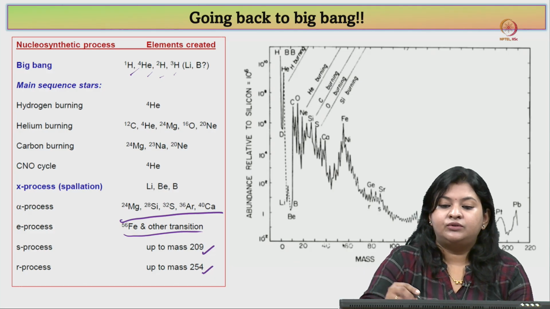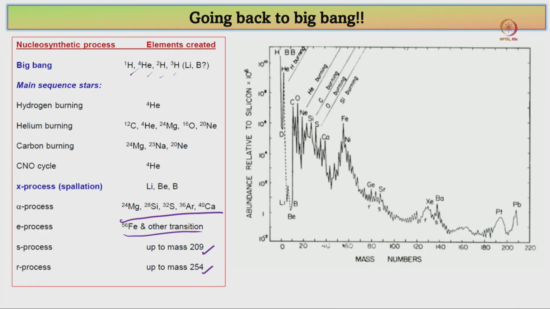So, you see in this other figure, we have plotted the mass numbers versus the abundance relative to silicon. Why is the abundance plotted relative to silicon? Because silicon is a very abundant element on the earth. It is one of the most abundant elements on the earth's surface, in the earth's mantle and crust. So, we are comparing silicon to other elements.